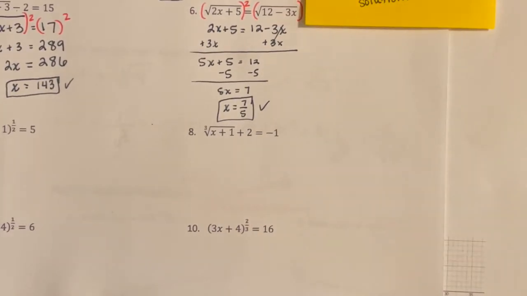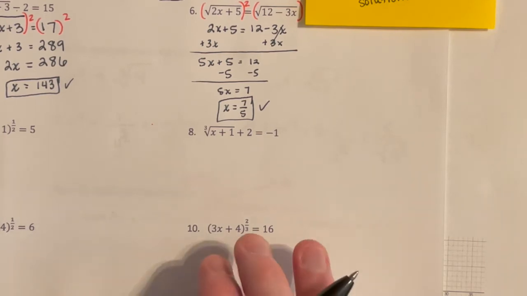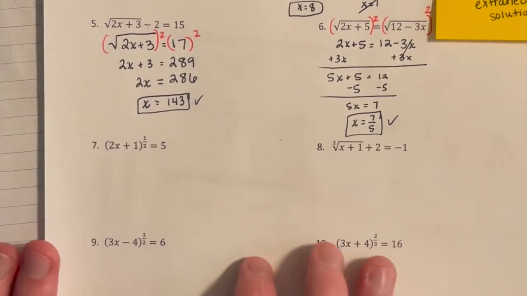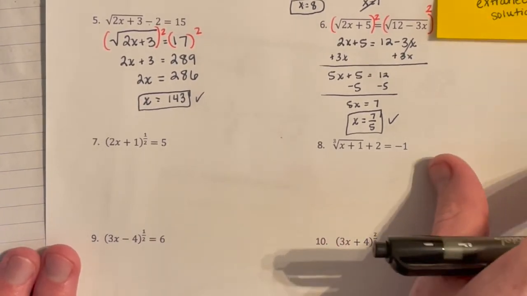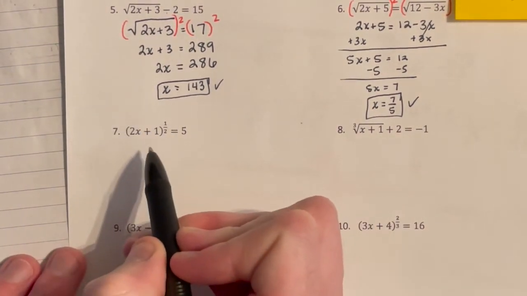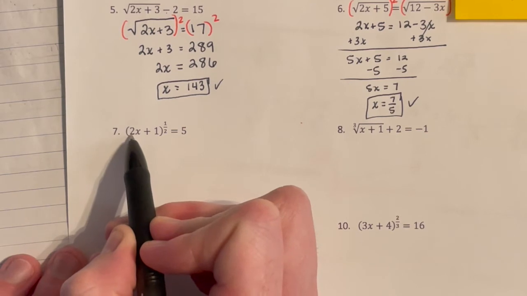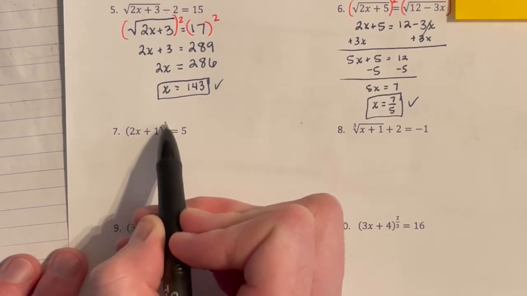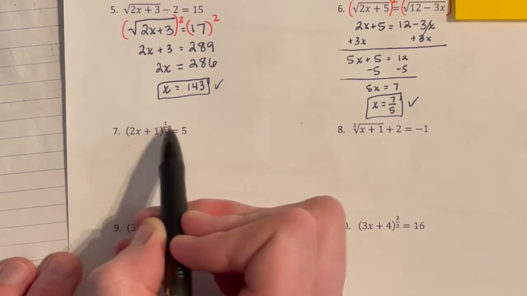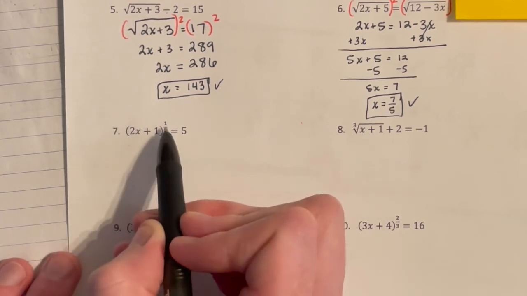We see those rational exponents, and what we were looking at with the rational exponents was that we could turn that back into a radical. But one thing we can also do is raise an equation back to a fraction. So if I talked about 2x plus 1 to the 1/2, that would be a square root. The opposite of a square root is a square.